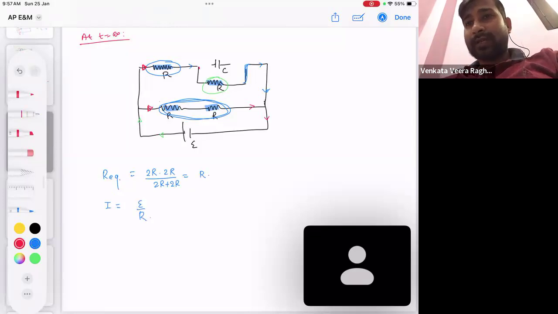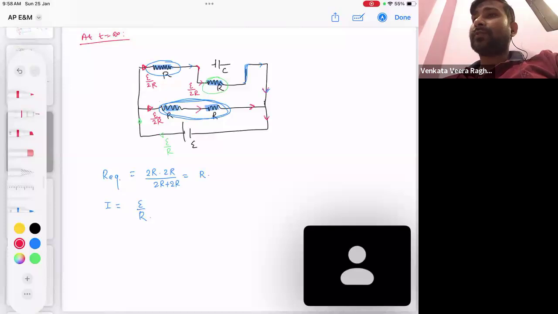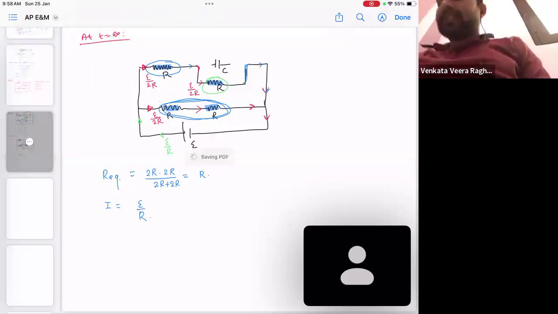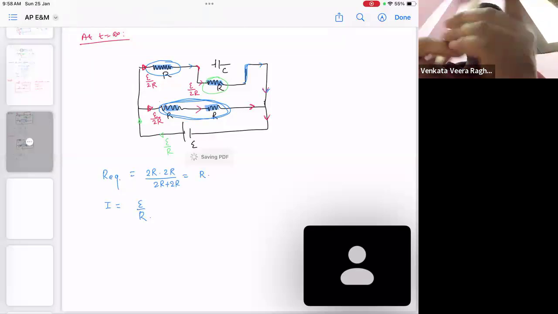Distribute them, right? What is the current here? E by R. It reaches here. Upper branch, lower branch, equal resistance. So current will be equally distributed. E by 2R, E by 2R. Current will reach here. Here it will go. E by 2R. Same it will go through this one. Now the circuit is complete. So please tell me, did you understand what we have discussed at t equal to 0 and t equal to infinity?